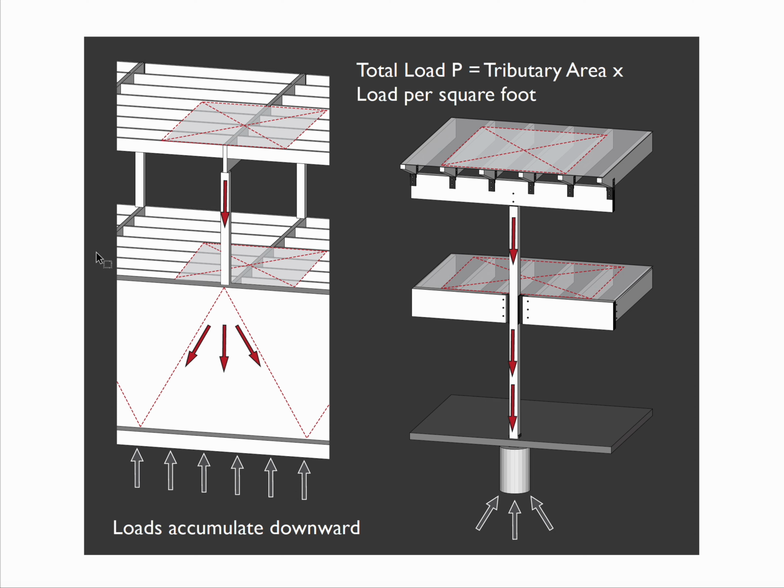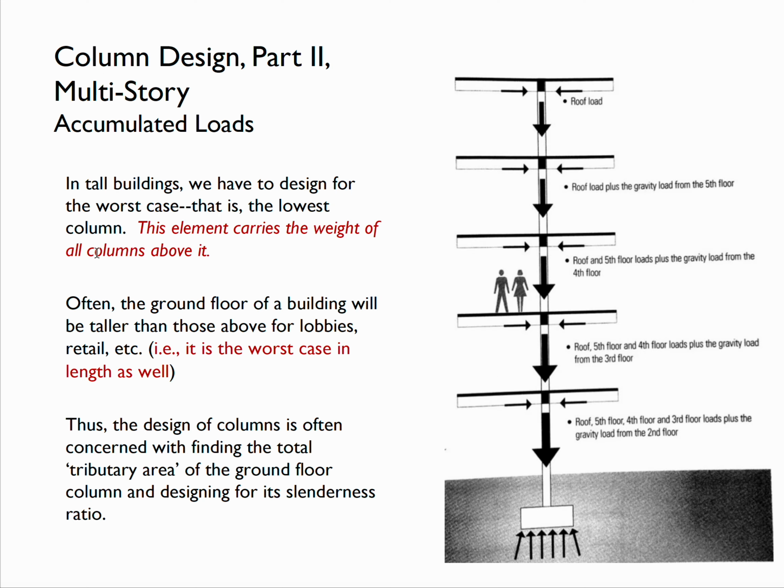So you have a column, tributary area, that adds up as you go down. So when we have multi-story buildings, all these then accumulate. We have to design for the worst case scenario, meaning at the very, very bottom, because this would have the roof, fifth, fourth, etc. Often then the ground floor of a building will be taller also than others. Maybe it's got a lobby or other things like that. So in other words, it's the worst case in terms of load, and oftentimes it's the worst case in terms of height.